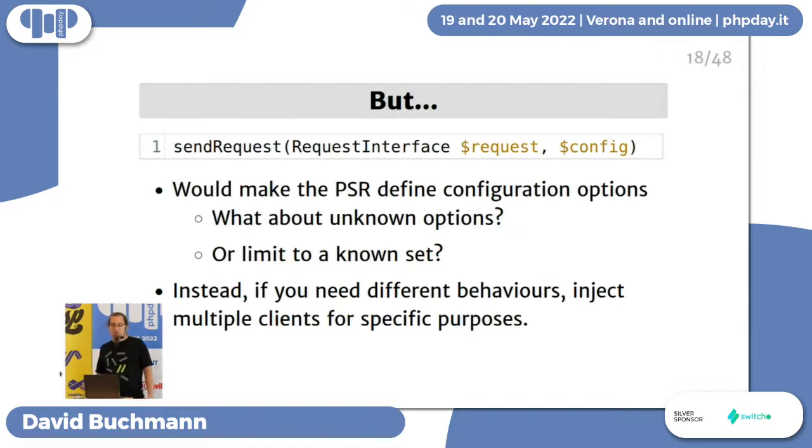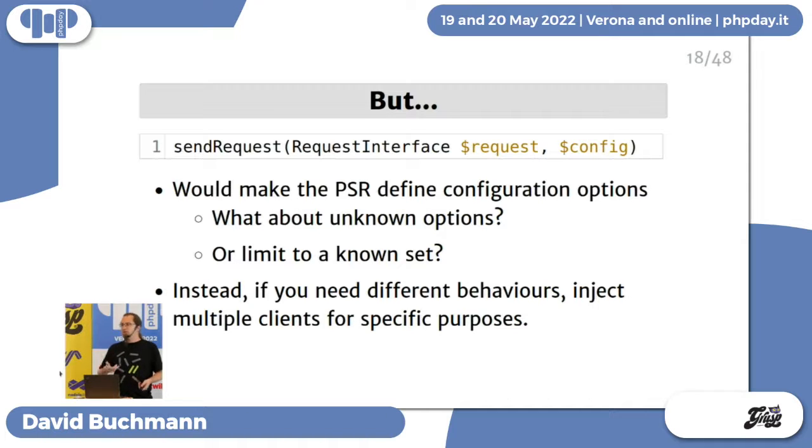There was discussion, should we have maybe this array configuration options thing to pass in options like Guzzle does? The problem with that is we would suddenly make the standard define what options exist. And that raises the question, what about unknown options? Like what should the client do if it gets an option that it doesn't know about? Would it then just ignore it, or would it make an error? Or should we just limit what options can be passed, but that's of limited usefulness?